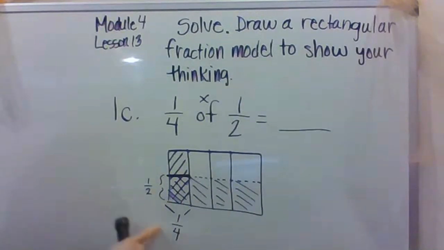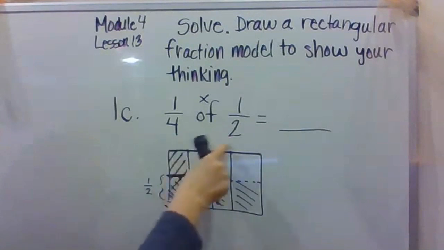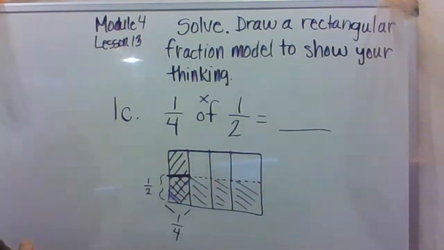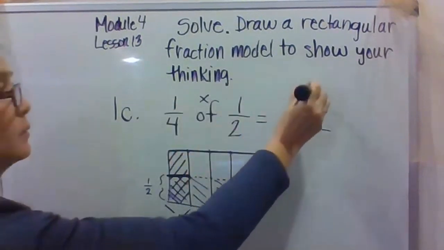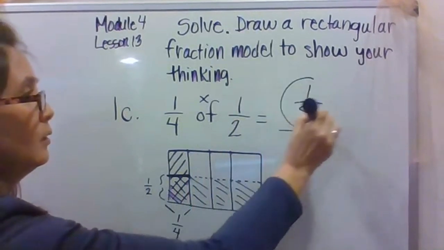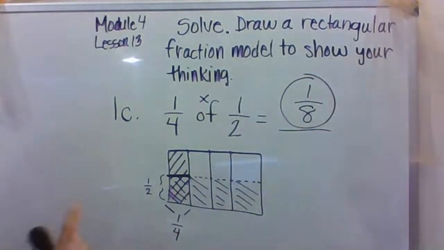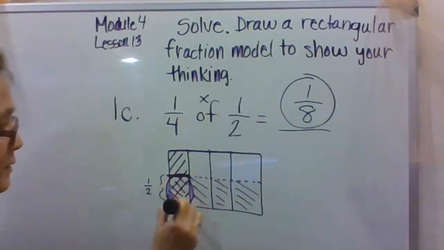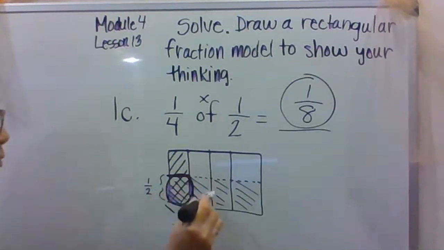Okay, so again, there's that equation looking right at us. 1/2 times 1/4, or 1/4 times 1/2. Of means multiply, so 1 times 1 equals 1. 4 times 2 equals 8. Look at our model, and let's see if that represents 1/8. What do I see overlapped or cross-hatched in both directions? I see this one piece out of 1, 2, 3, 4, 5, 6, 7, 8. 1 out of 8. Okay.